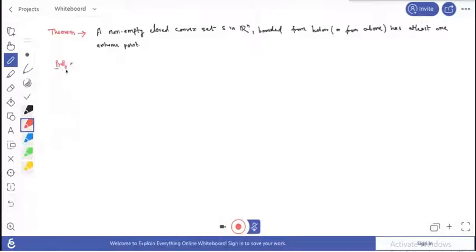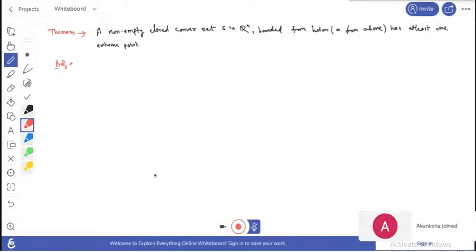Okay, so to prove this, the proof will be by mathematical induction. The mathematical induction means here we check that this theorem is true for n equals to 1. Then we will try to prove that for n equals to n plus 1, this is also true.